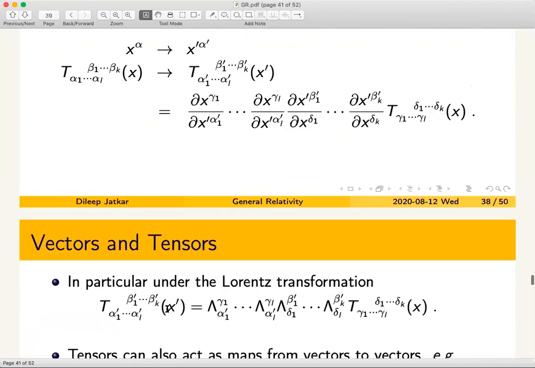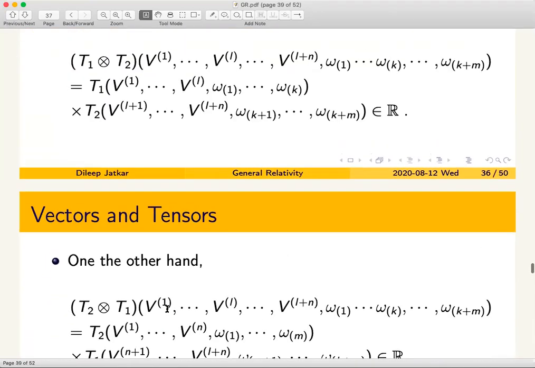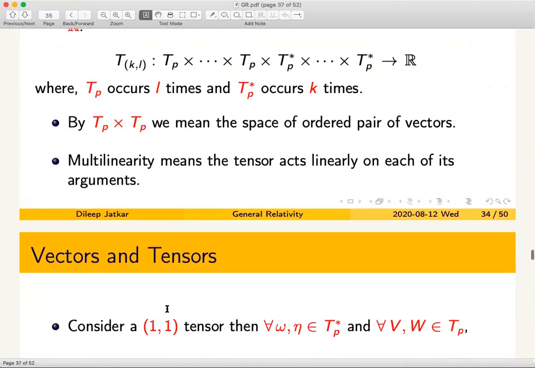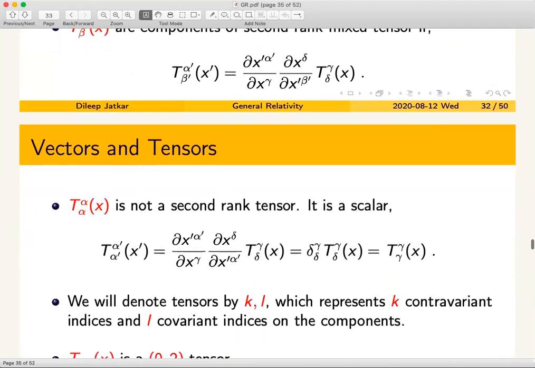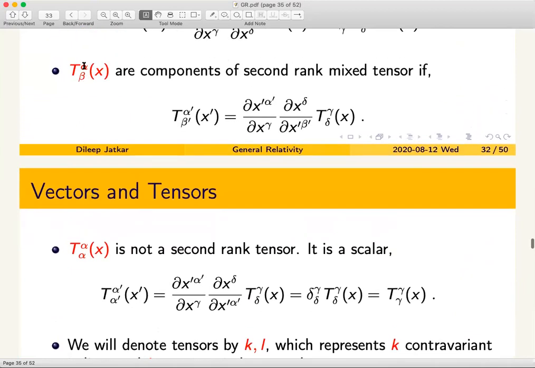So for example, we encountered T alpha alpha, which we said is not a tensor. It is an object which is actually a contraction. So T alpha alpha is some object that you obtain from a mixed tensor T alpha beta by setting beta equal to alpha. If you set beta equal to alpha, then you would get del x delta by del x prime beta prime replaced by del x delta by del x prime alpha prime. And if you do that, then you get this expression, which is precisely what we had obtained earlier.